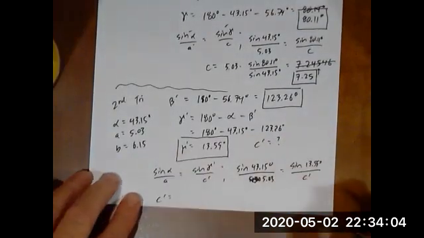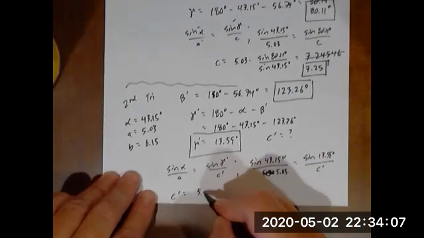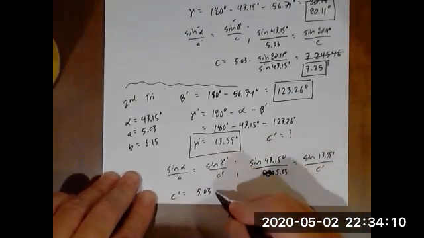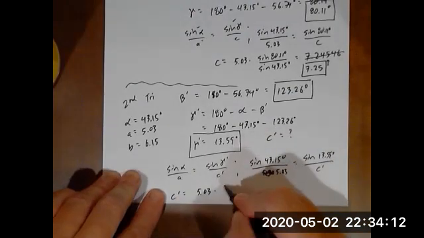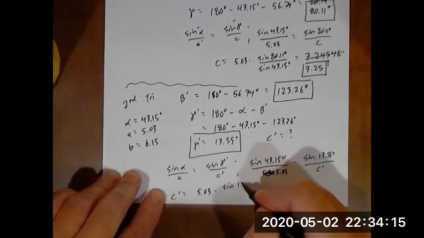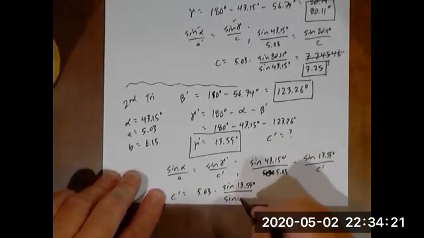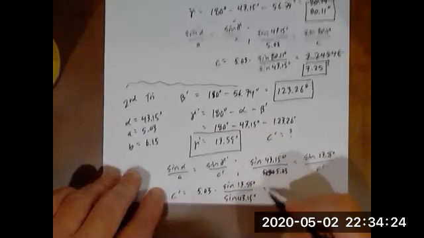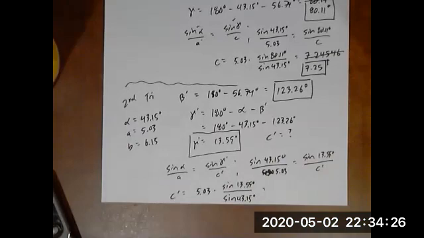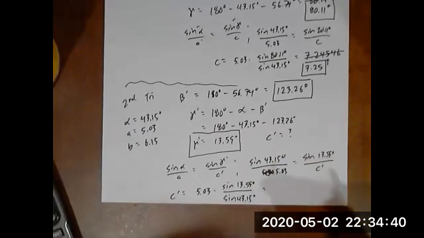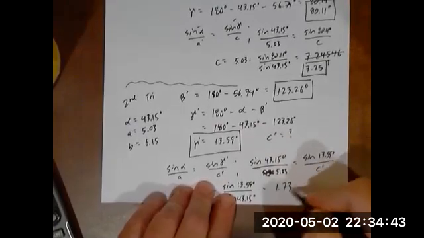So if I do cross multiplication, I get 5.03 times the sine of 13.59 degrees over the sine of 43.15 degrees. If I do this calculation, it should give me the new side C. Sine of 43.15 times 5.03, 1.73.